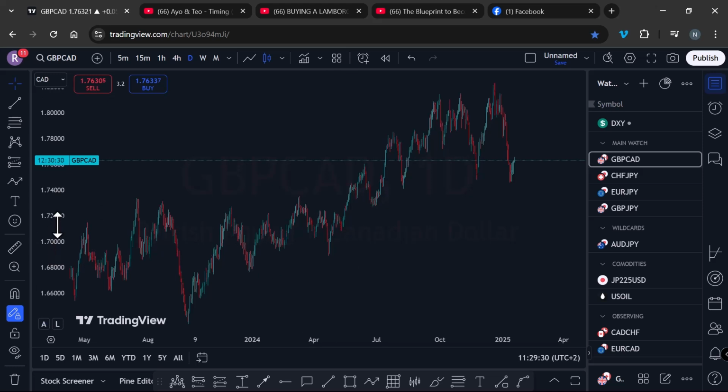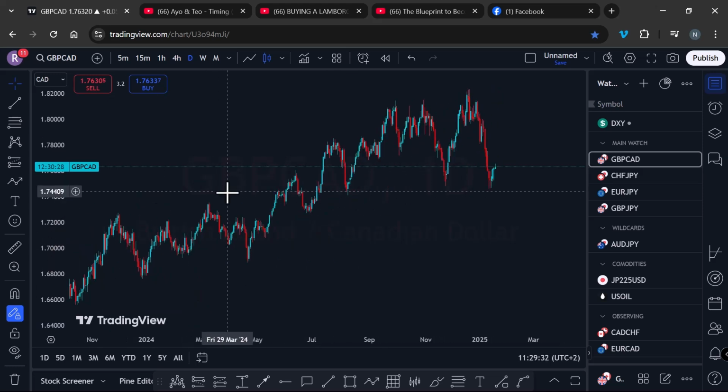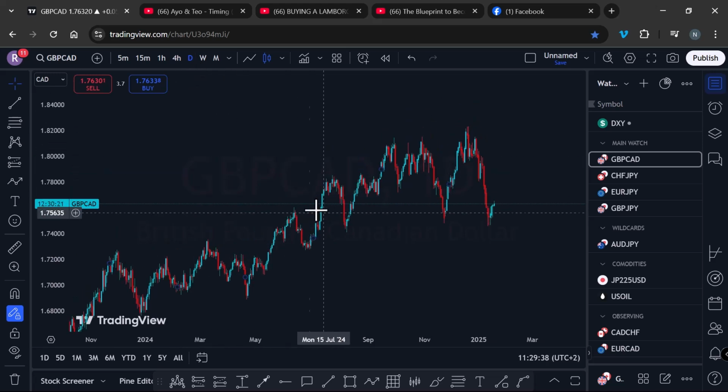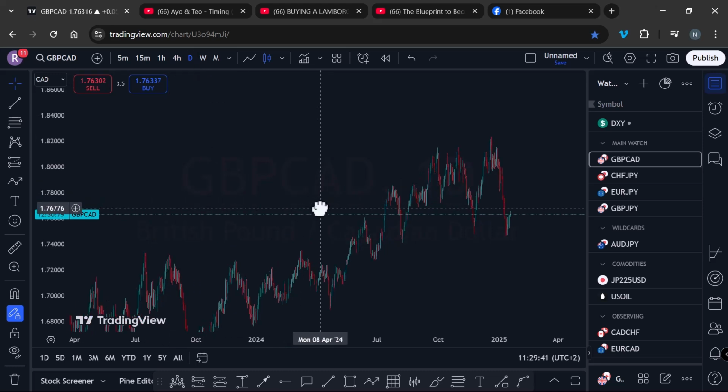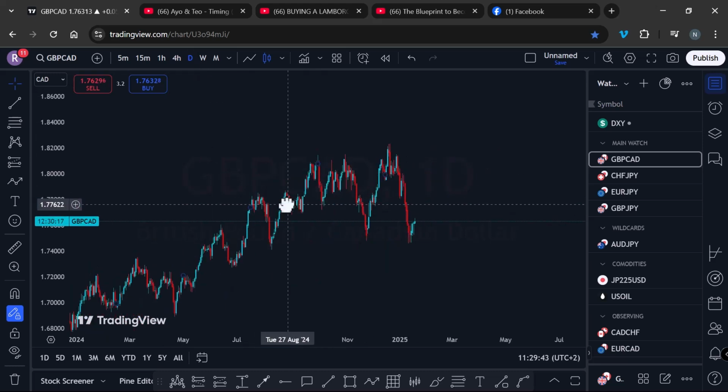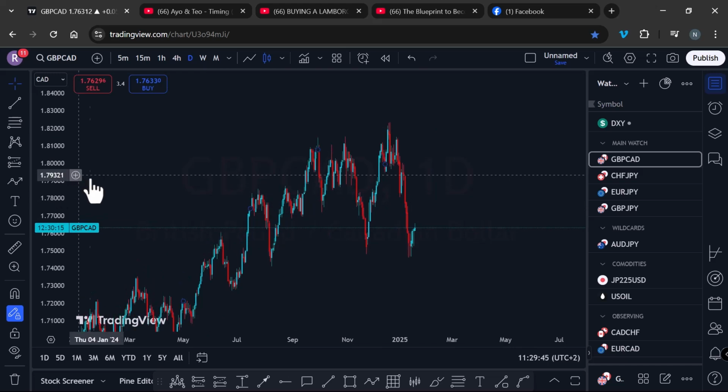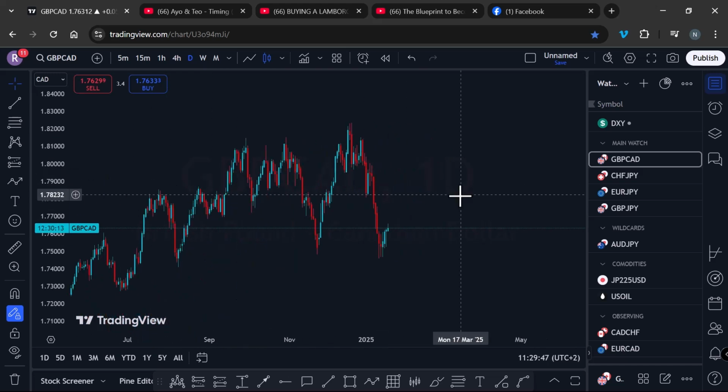So guys, this is GBPCAD and it's the daily time frame. As you can see, we're on the daily, right? What I usually do when I'm starting to analyze from scratch is look on the daily and ask: do I have any value areas or inflation points that I can visibly see?